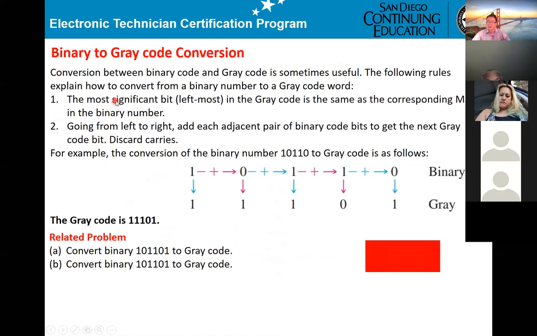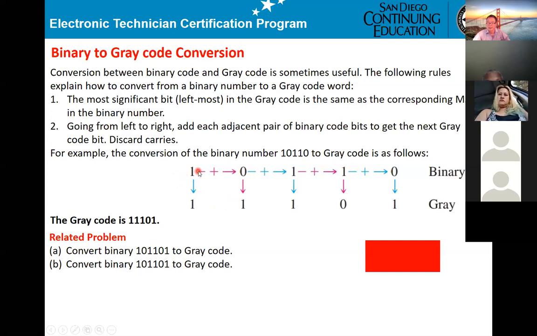Now we really care how to convert binary to gray code. If you get a number 10110 in binary, and now they want it in gray code, the way to do it: first thing, this number 1, you take it down here, 1.